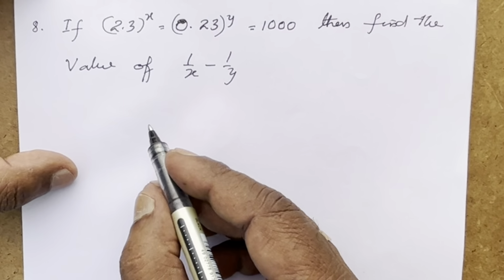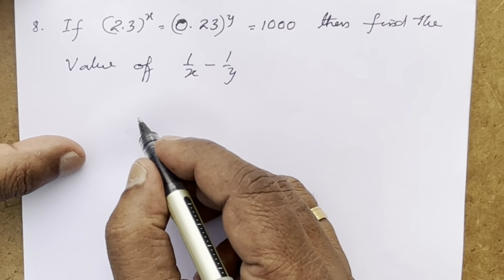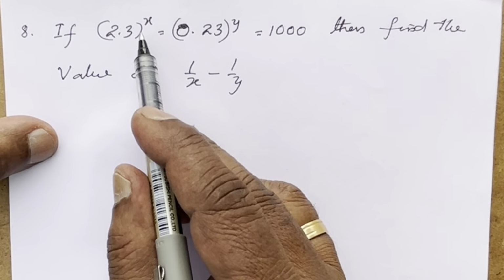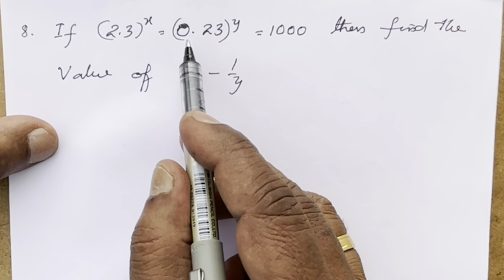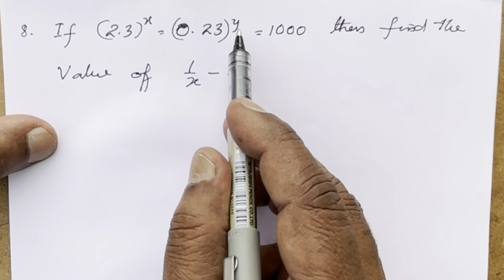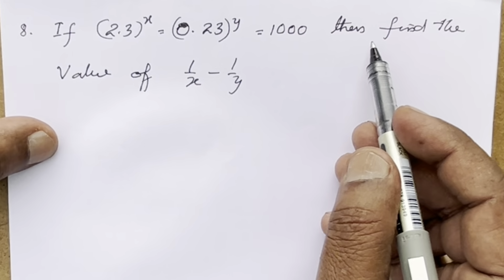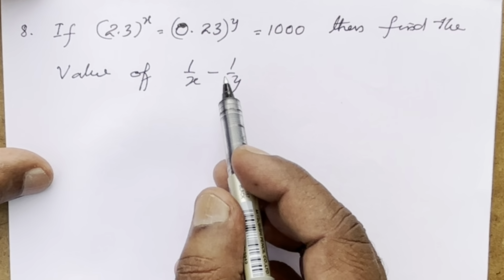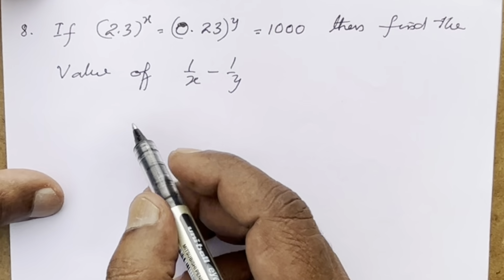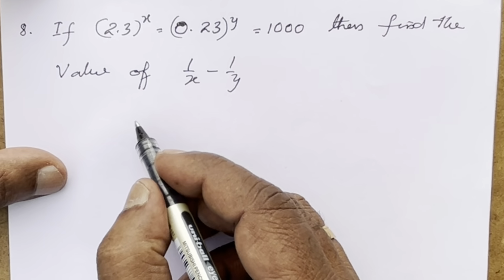Now here I am showing an important sum solution. If 2 to the power of 3 to the power of x is equal to 0.23 to the power of y is equal to 1000, then find the value of 1 by x minus 1 by y. This sum, how to do it, I will show you now.